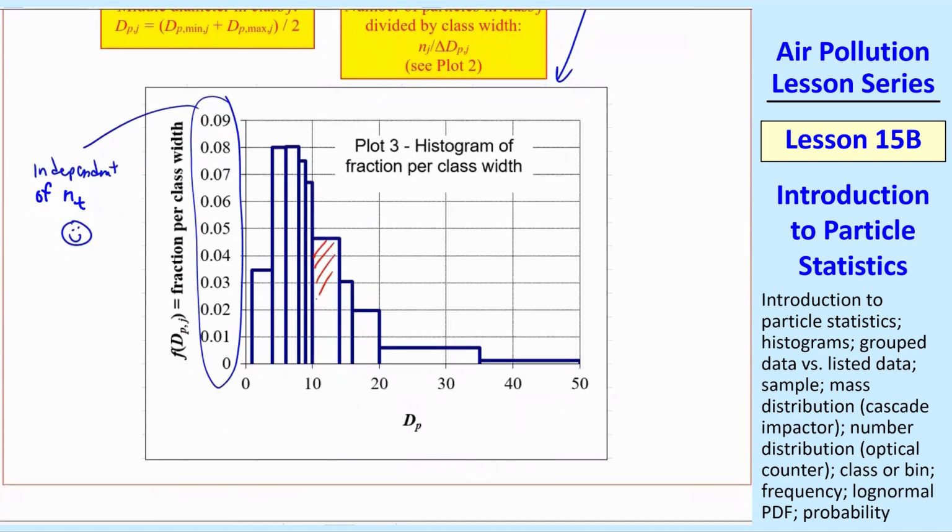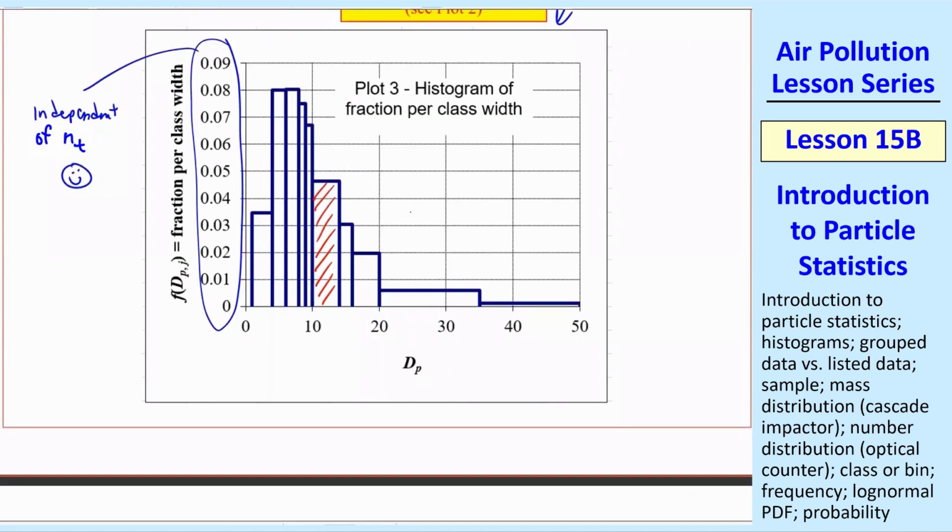Let's think about the area in this bin, which is bin number 6. This area is the probability that a particle will lie in this bin. Let's do a little math to prove that. Our vertical axis is this fj, which is nj over delta dpj and nt. To get an area, we multiply by the horizontal width, which is delta dpj. And so this turns out to be nj over nt, which is the probability, or the number fraction.